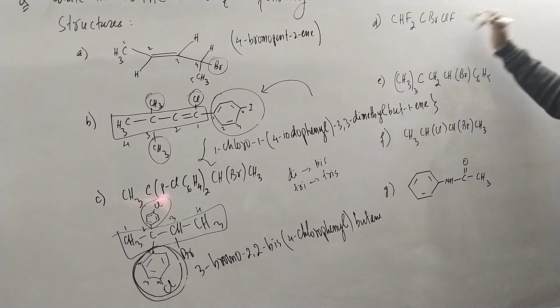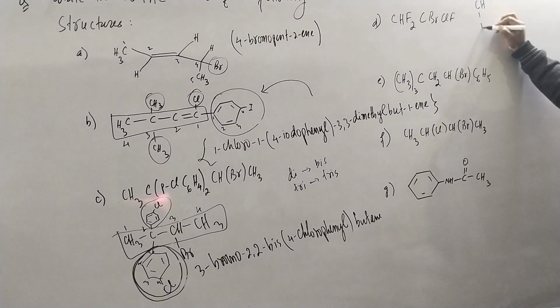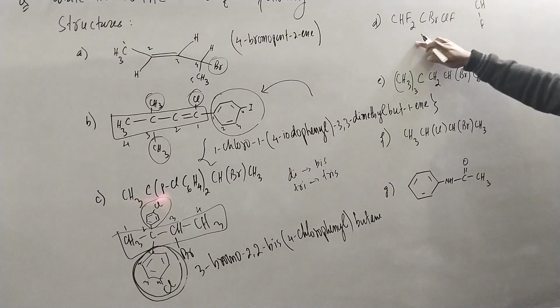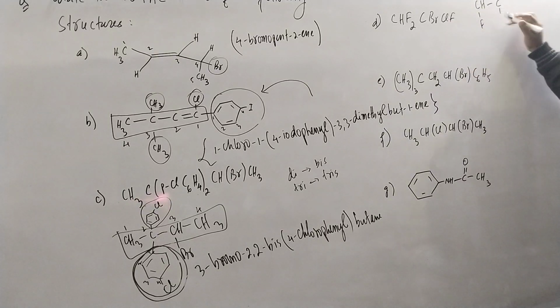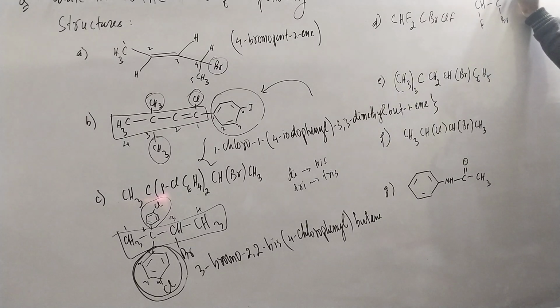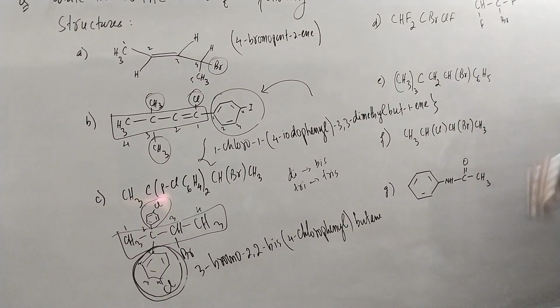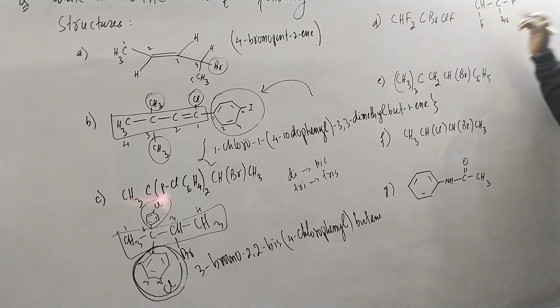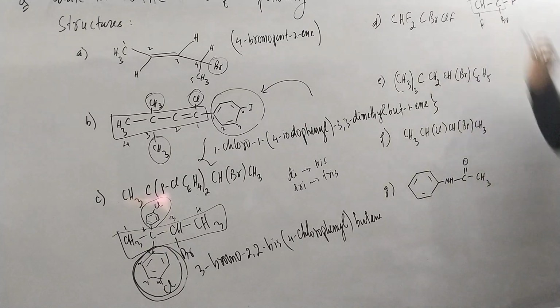Let me draw the structure of this compound. CH2-fluorine will be attached like this, and then C, to this carbon atom, bromine will be attached, chlorine will be attached, and fluorine will be attached. This is a chlorofluorobromo compound. Wow. This is our main chain. Numbering must be started from which carbon atom? From the right or left?